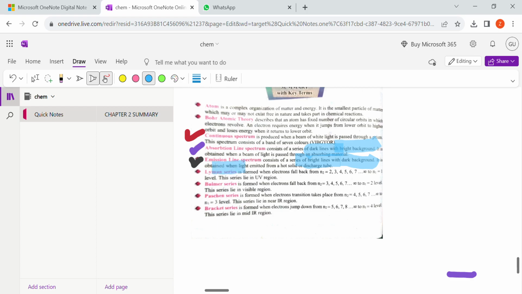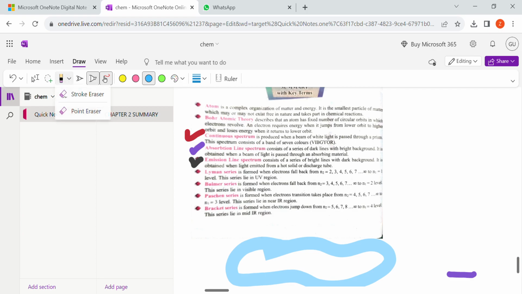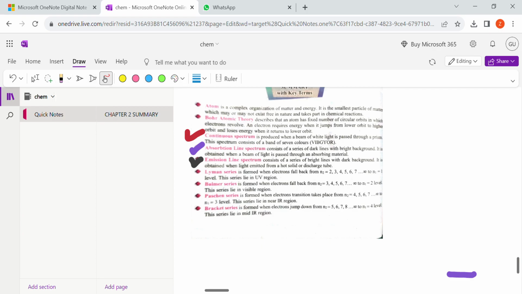It is obtained when light is emitted from a solid or a discharge tube. Discharge tube, we know that. What was a discharge tube? It was a tube with which we did the experiment on electrons. When we passed it through that, we got a spectrum, and there was an emission spectrum.